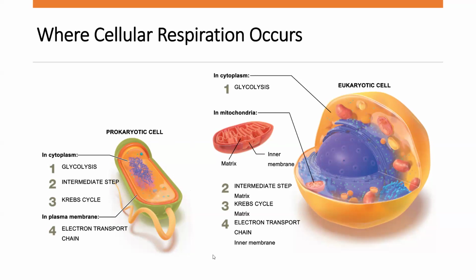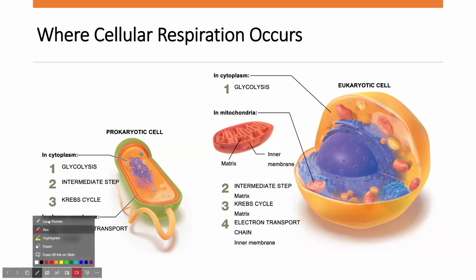Now, this is kind of cool because this is another link to the endosymbiotic theory. We've got the electron transport chain in the cell membrane of the prokaryote, and we have it in the inner membrane of the mitochondria. We've got the intermediate step and Krebs cycle in the cytoplasm, and we've got the intermediate step and the Krebs cycle in the matrix of the mitochondria.